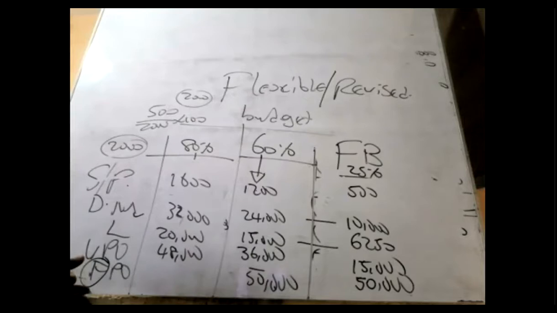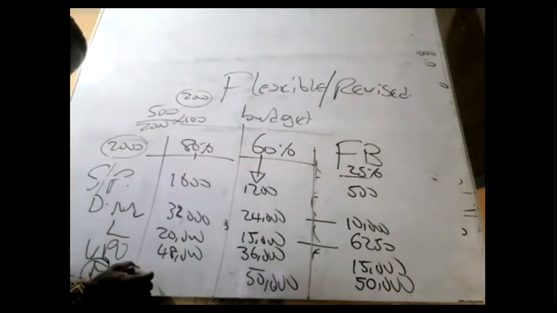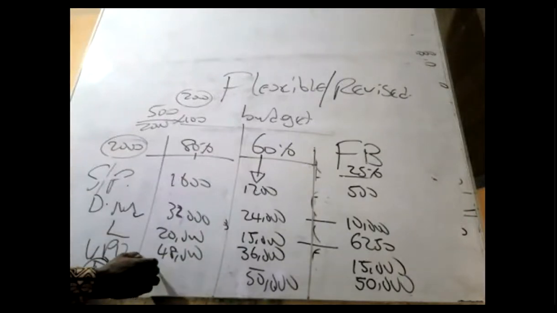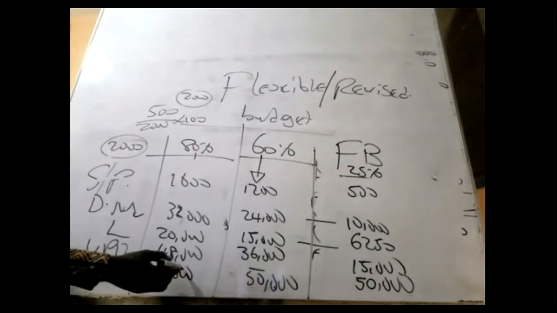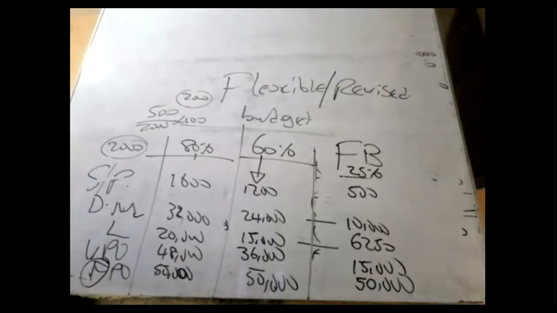And last one, fixed production overhead. Tell the examiner we don't flex what? Fixed cost. So they just carry it as it is. Put it inside like this. Fixed production overhead, 50,000. Perfect one. 50,000. Okay.